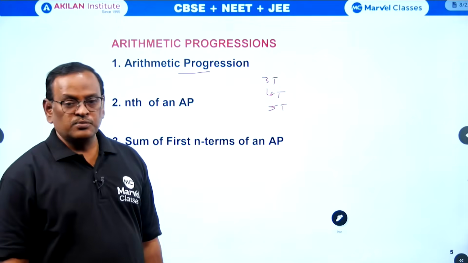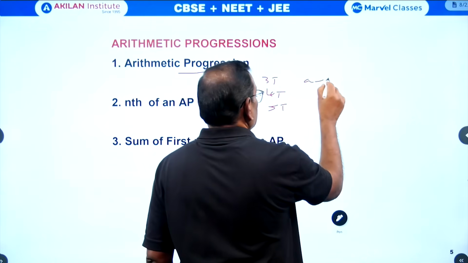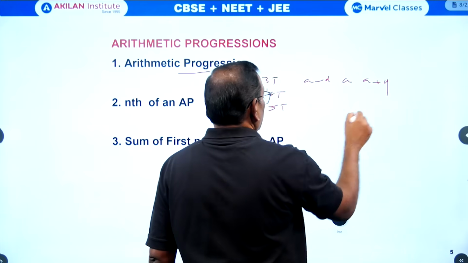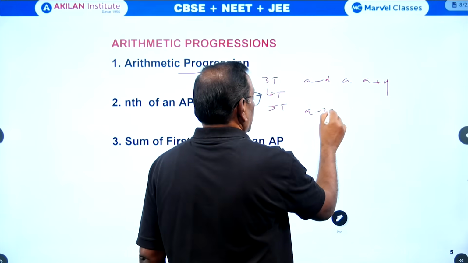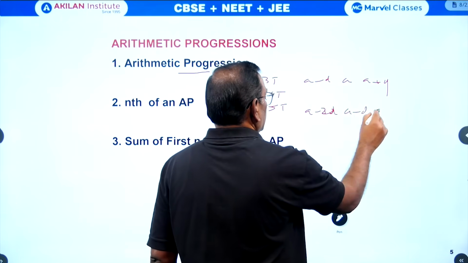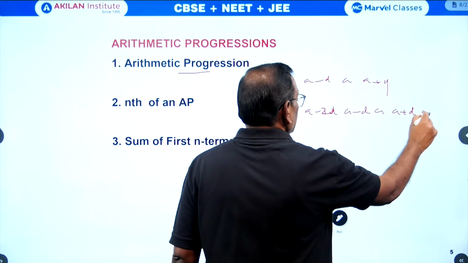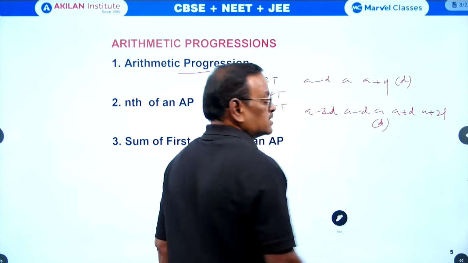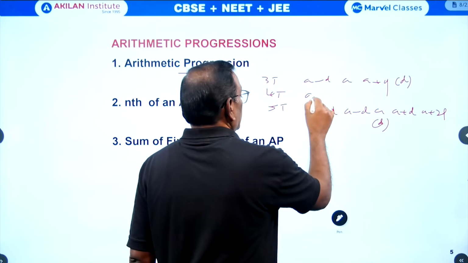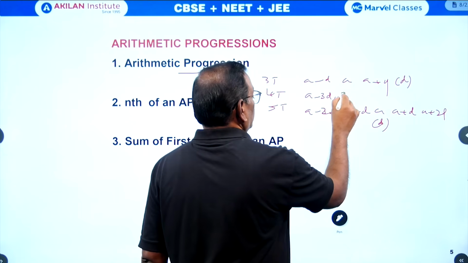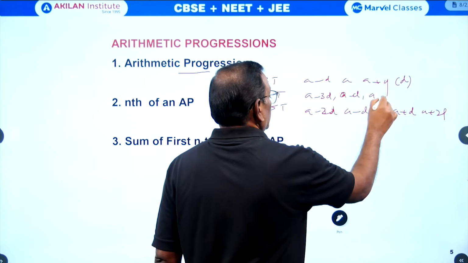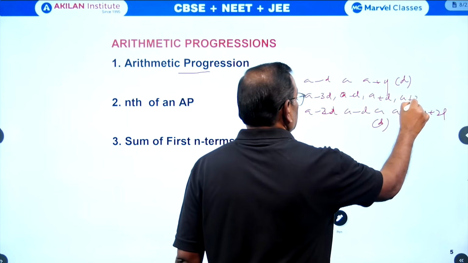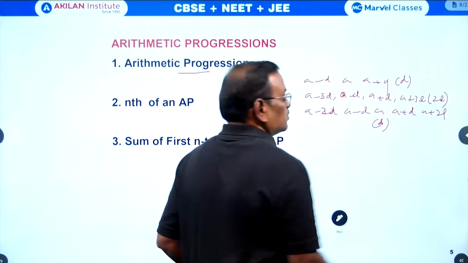Whenever it is 3 terms, you have to consider a minus d, a, a plus d. Whenever it is 5 terms, a minus 2d, a minus d, a, a plus d, a plus 2d. Here the common difference is d. Whereas for 4 terms, you can't take the continuous terms; you have to take alternate terms: a minus 3d, a minus d, a plus d, a plus 3d. Here the common difference is 2d.